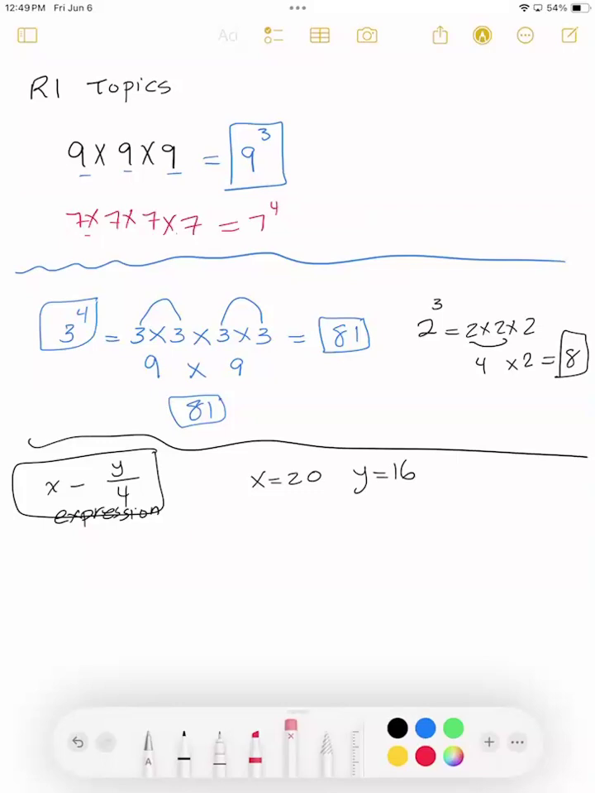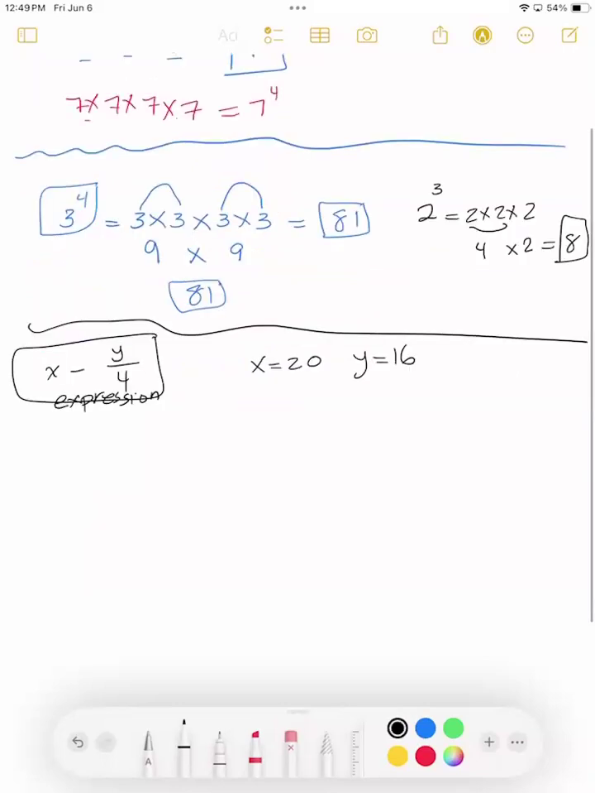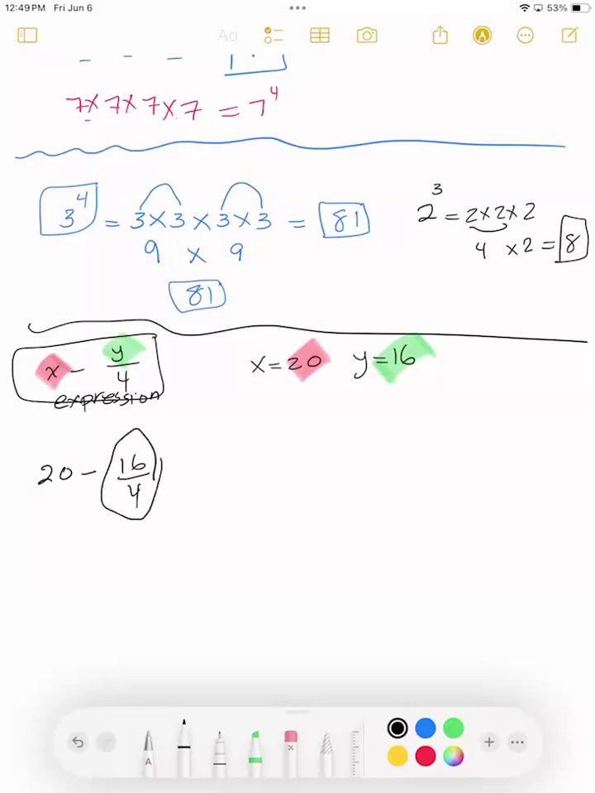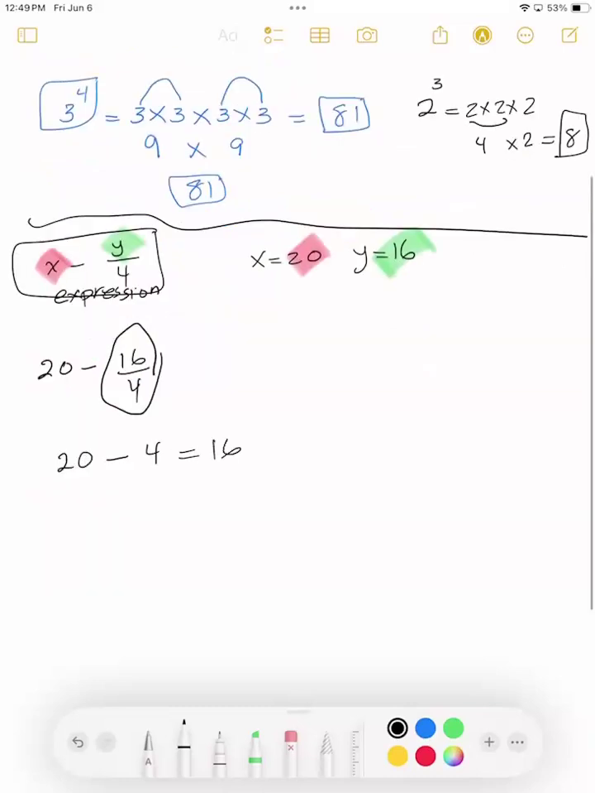So how do I evaluate this expression? They want me to put this 20 here for x, and they want me to put this 16 for y, and then do the arithmetic. So I have 20 for x, 16 for y, and we have to do this division first. 16 divided by 4 is 4. And then we do the subtraction. 20 take away 4 is 16. So that's how you solve these problems.